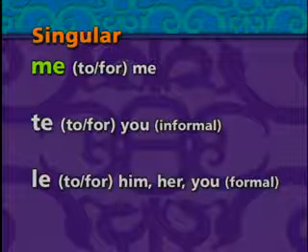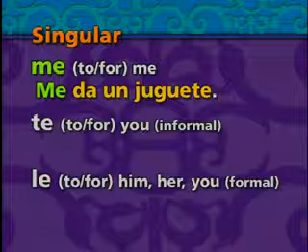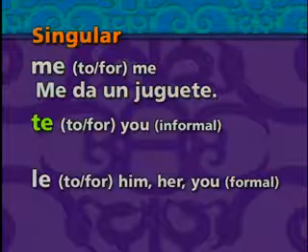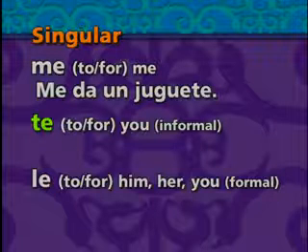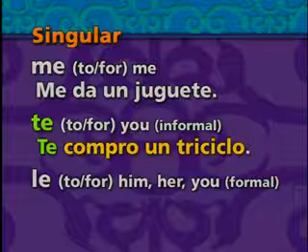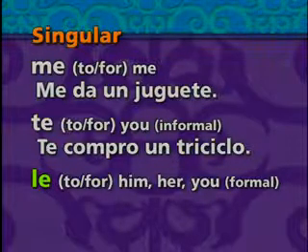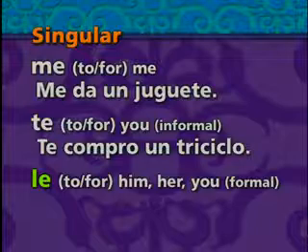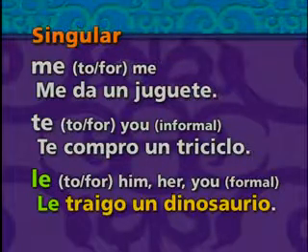Indirect object pronouns are used to replace or accompany an indirect object noun. In Spanish, the indirect object pronoun comes right before the conjugated verb. So let's review the indirect object pronouns in Spanish. Use me to say to or for me. Me da un juguete. Te to say to or for you, informal. Te compro un triciclo. Le to say to or for him, her, or the formal you. Le traigo un dinosaurio.